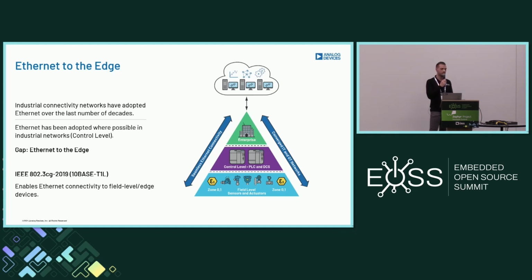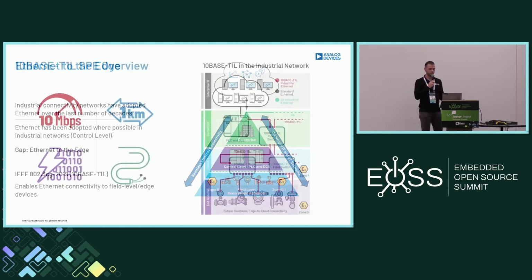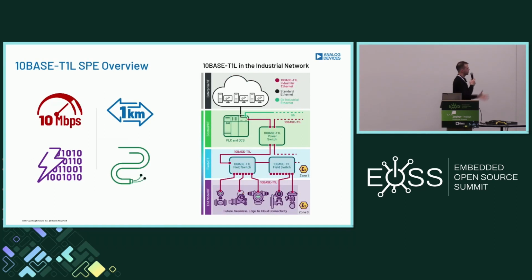And so in 2019, the IEEE ratified the 802.3cg standard for 10BASE-T1L single pair Ethernet, which is a new physical layer standard defined for enabling Ethernet connectivity to edge devices. So what is 10BASE-T1L? You can summarize it with 4 key things. It's 10 megabit per second Ethernet that operates over distances up to 1 kilometer, that can also carry power and data, all over a single twisted pair of cabling. So that's just 2 wires.